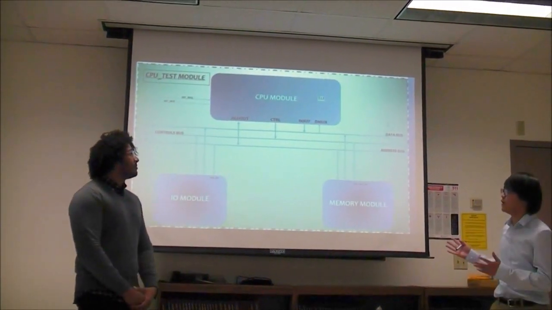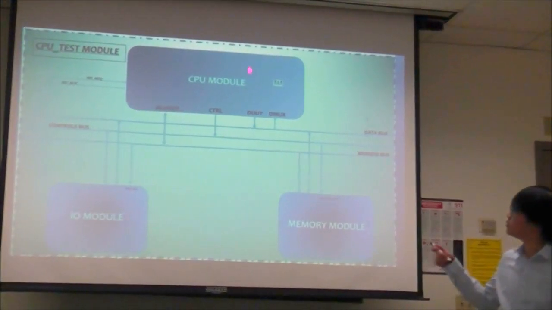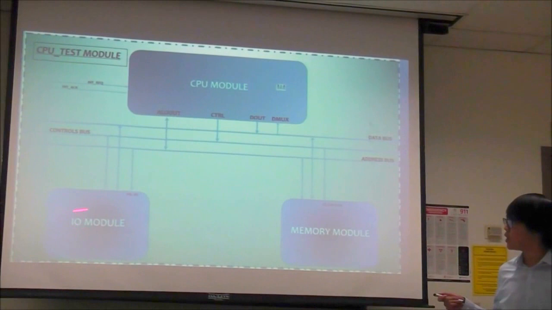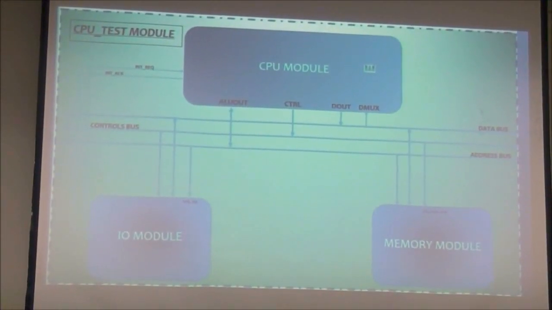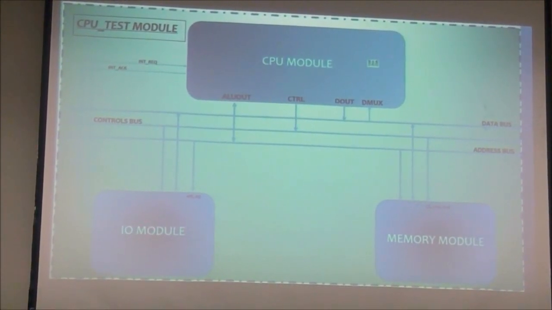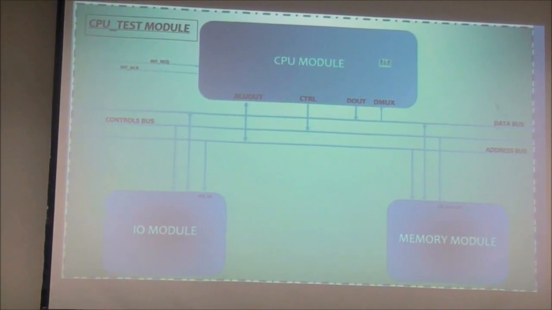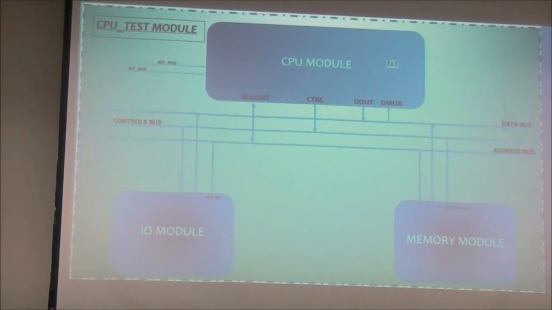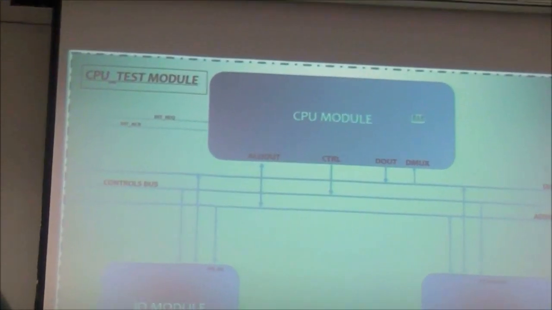So here we have our connection for our 3 main modules, which is the CPU module, the I/O module, and the memory module. So for the I/O module, it is similar to the memory module, except there is one difference, which is how we implemented our interrupt. What we did was we added in an RS block, so then our interrupt is only activated once.